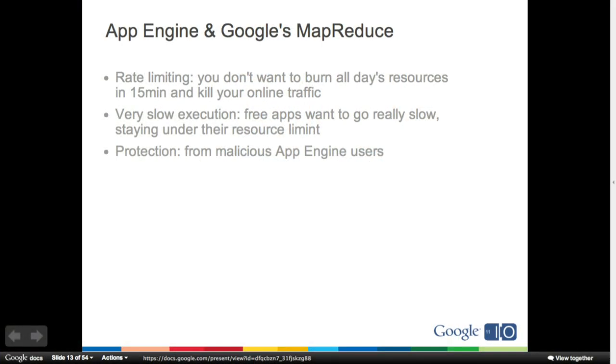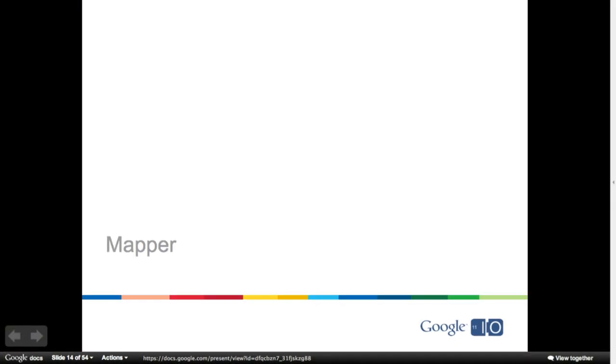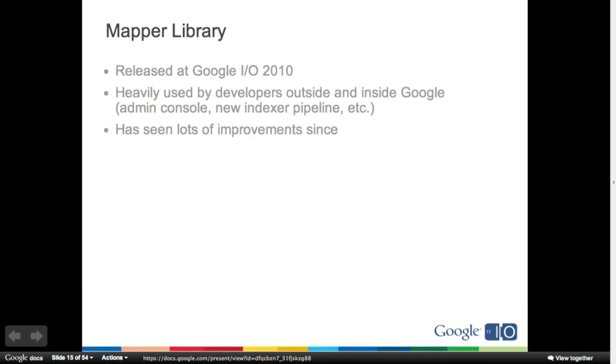So when we analyzed all this, we realized that it's not a really good idea to take Google's MapReduce and give it to you as is. We realized that we need to do lots and lots of additional work. And that's why a year ago, we released the MapReduce Library, which implemented the first step of MapReduce, which is the map phase. We released it at Google I/O 2010 in this building.